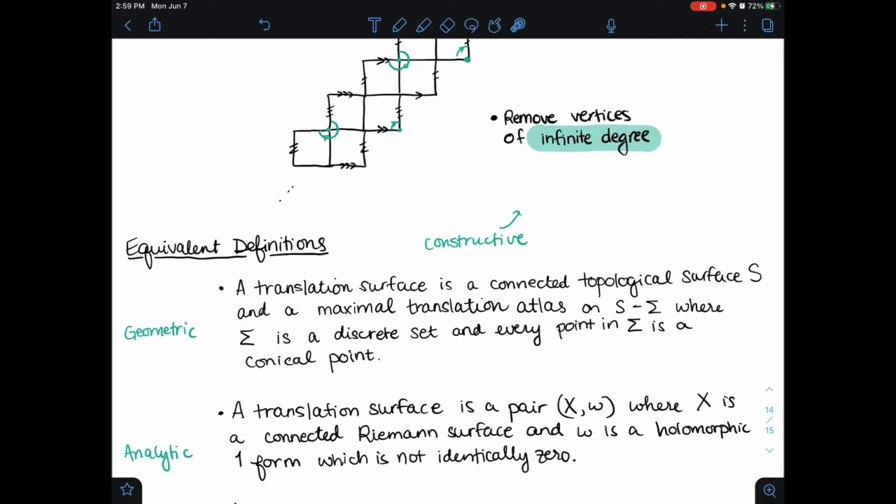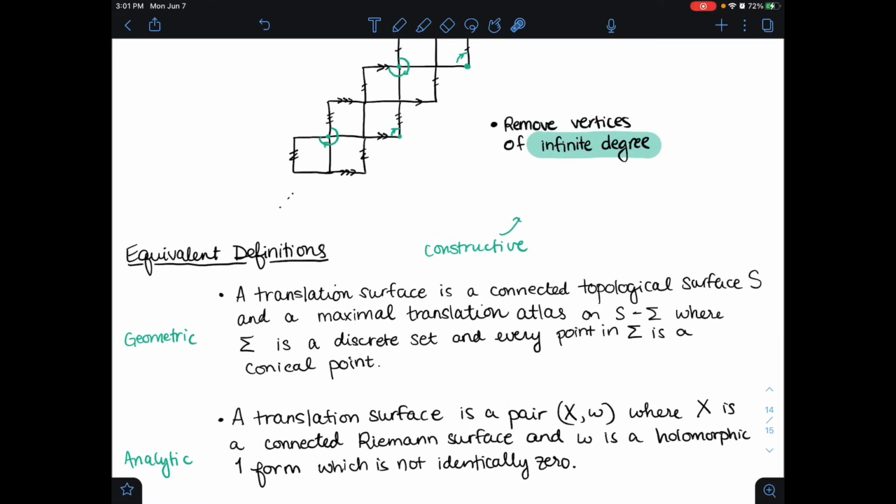Another equivalent definition is the analytic definition, which is: a translation surface is a pair (X, omega), where X is a connected Riemann surface and omega is a holomorphic one-form, which is not identically zero. And again, just to give you a hint of how to relate it back to our definition with polygons, you can think of the Euclidean plane as the complex plane, so it has a complex structure on it, and that gives a complex structure on each of the polygons, right? And you can, like we talked just a moment ago, think about how you could make an atlas of charts based on the polygons. And then just consider dz on the complex plane. That's going to induce a one-form on all your polygons, which you pull back to the surface. And that will be your non-zero one-form.